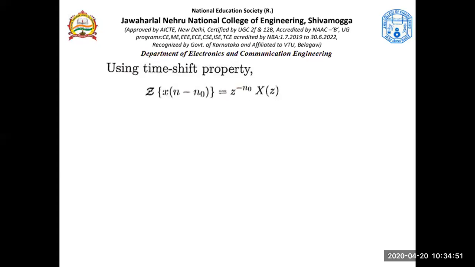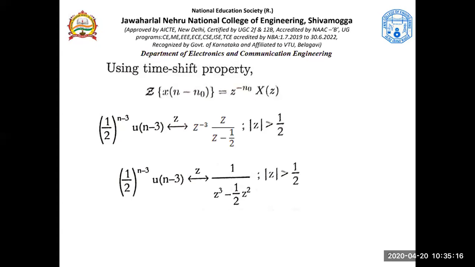If I introduce that n here, what should happen on the right hand side? Which property comes into picture if I multiply by n? Multiplying n to a signal is the differentiation in Z domain property. What is the differentiation in Z domain property? I didn't write that here. Maybe next it will come.